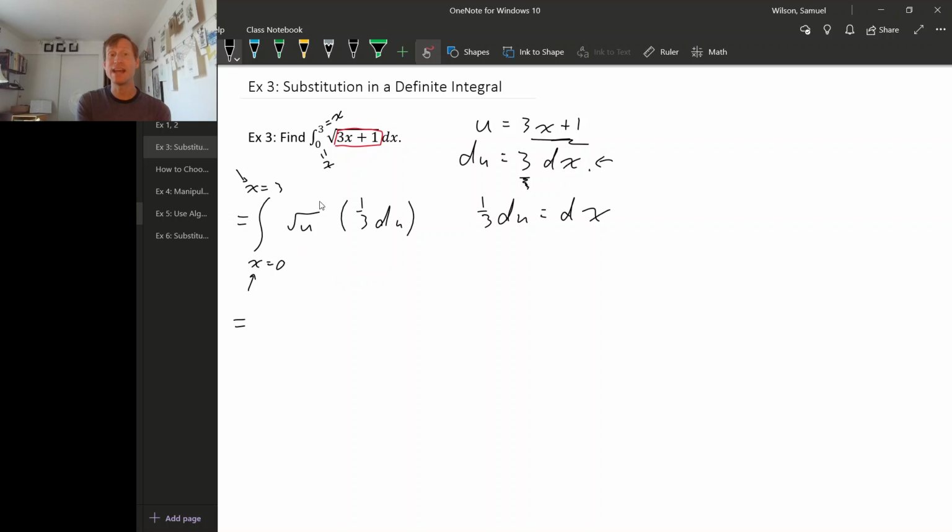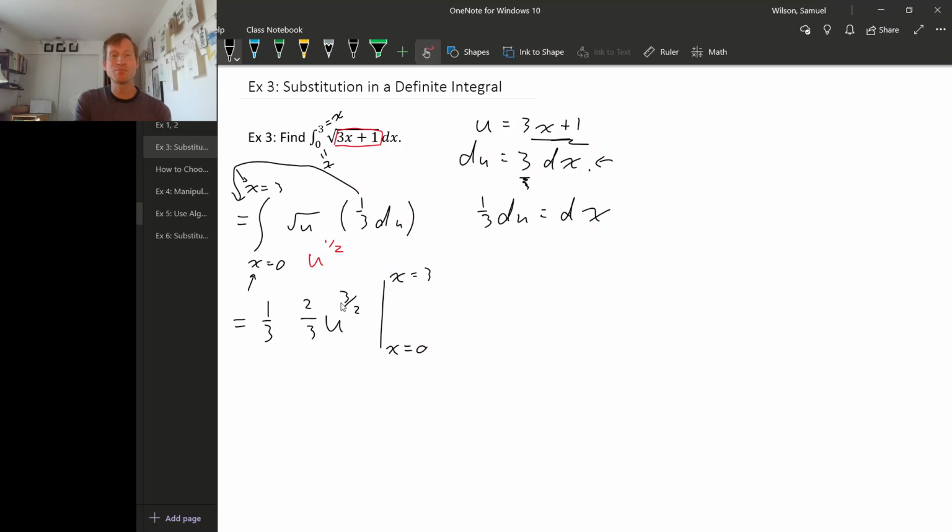Now we need to find an antiderivative for the square root of u. Remember, the square root of u is u to the 1/2, so we can use the power rule for integrals. Also, let's move this 1/3 outside the integral. So 1/3 times, now we need an antiderivative for u to the 1/2. That's going to be u to the 3/2, but then we need a 2/3 out here. Actually, we're doing a definite integral, so we don't need the constant. But we do need to evaluate at our bounds, so x equals 0 and x equals 3.